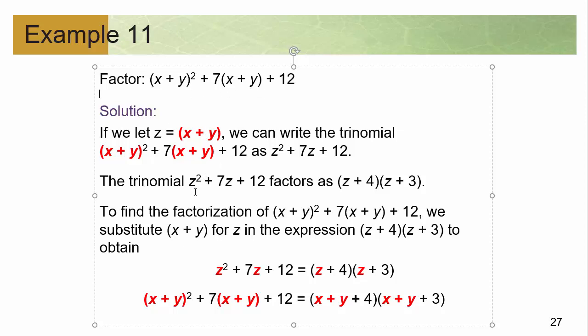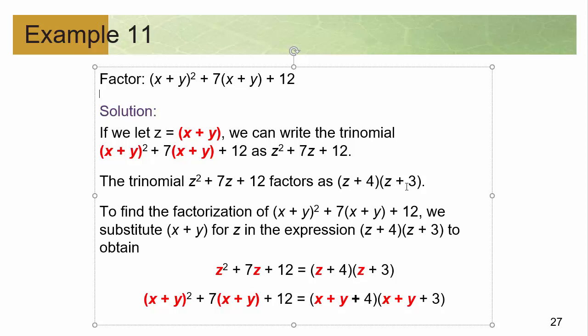But if we let z equal this x plus y thing, then by substitution we just get z squared plus 7z plus 12. And that's a lot easier for us to see and understand and visualize, and then we can use our simple trinomial rules. We have a leading coefficient of 1. We know the two constants have to multiply to 12 and add to 7, so that's obviously 4 and 3. So we know it has to be z plus 4 and z plus 3.